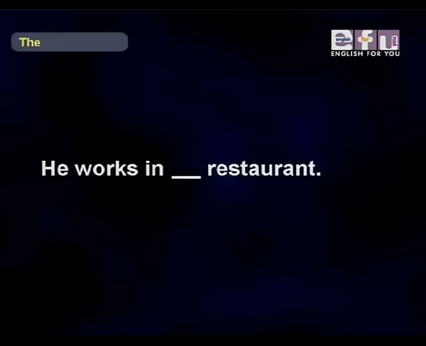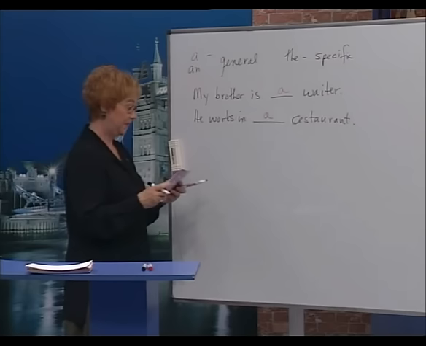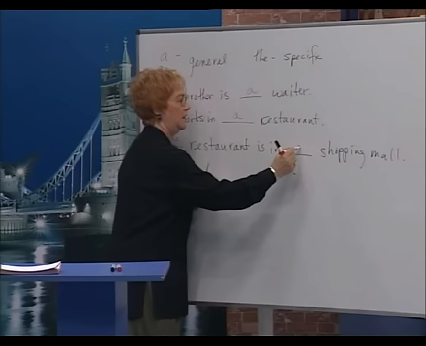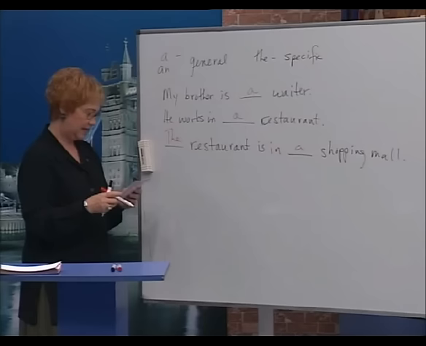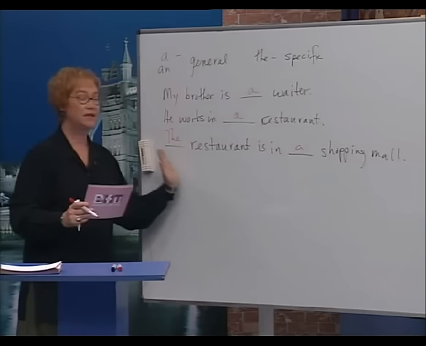Now, he works in restaurant. Lisa, this one is for you. He works in a restaurant. All right, why is it a? It is general. We don't know the restaurant. That's right. He works in a restaurant. Okay? Now, the next one. Restaurant is in shopping mall. Okay, Isabel, this one is for you. The restaurant is in a shopping mall. All right. And why is it the restaurant? It's specific now. Okay. And why is it a shopping mall? It's general. Yes, that's right. Okay. The restaurant, and this is new, a shopping mall. The restaurant is in a shopping mall.